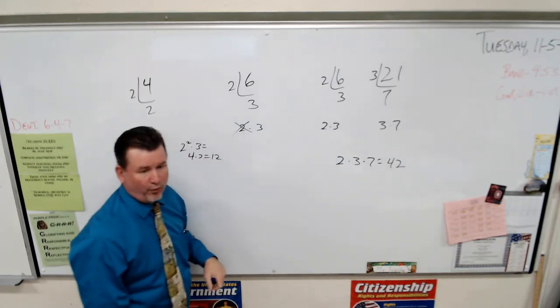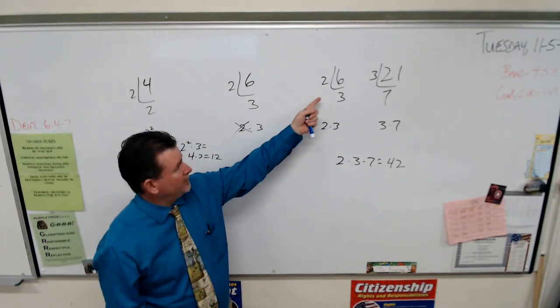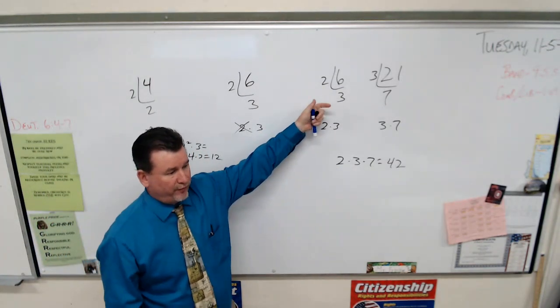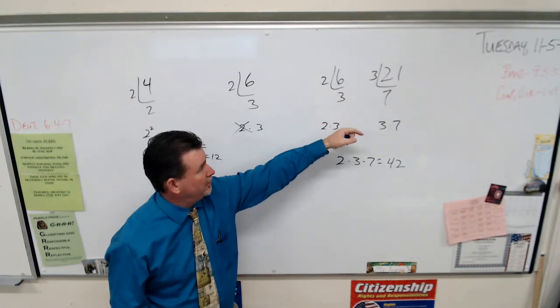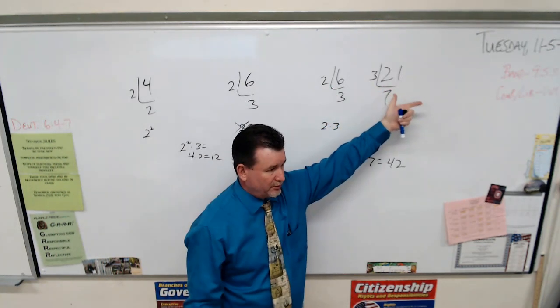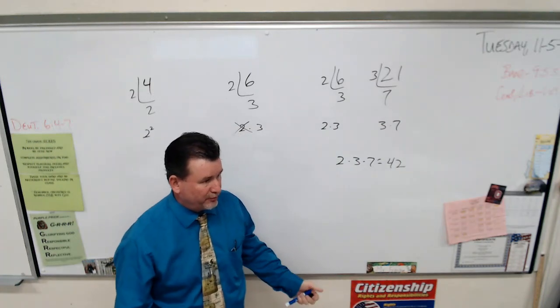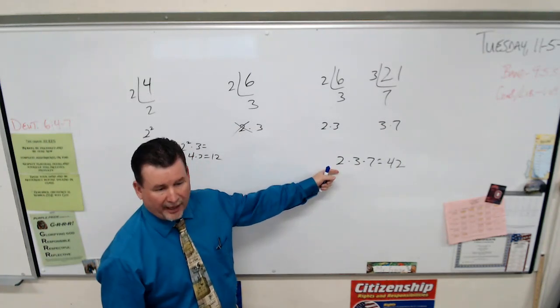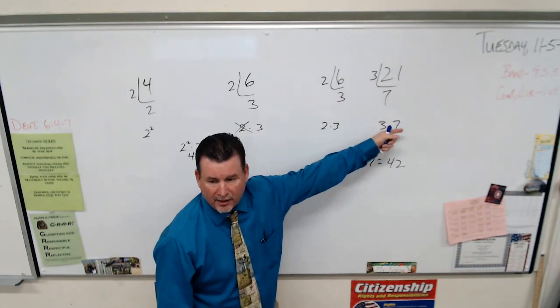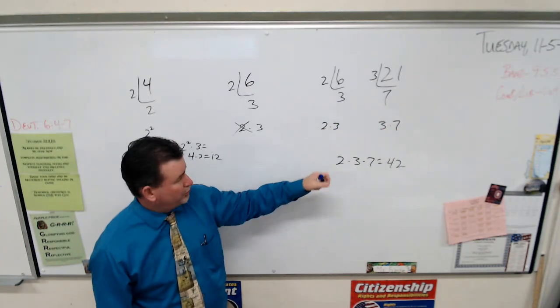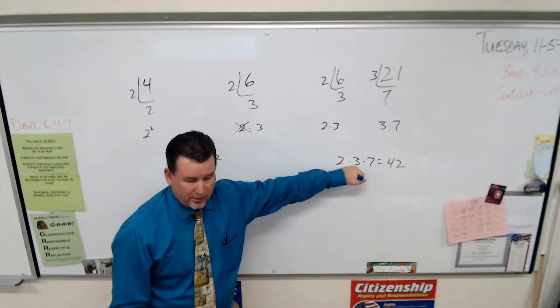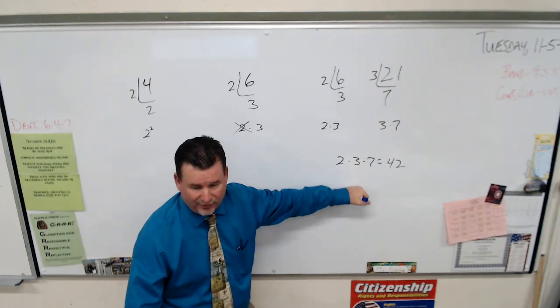So the LCM is 42. Does that make sense? 6, 12, 18, 24, 30, 36, 42. 21 times 2 is 42. 42 is the LCM. I have to use every prime factor to its highest power. Get it? No, you don't.